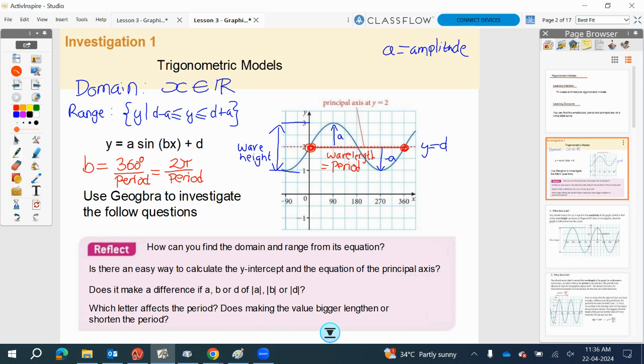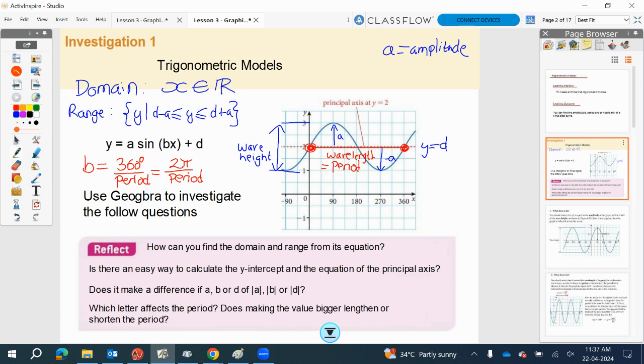Okay. Is there an easy way to calculate the y-intercept of the equation and the principal axis? It's y equals d if you don't have a c. Does it make a difference if A, B, and D are absolute A, absolute B, and absolute D? What do you mean by absolute?